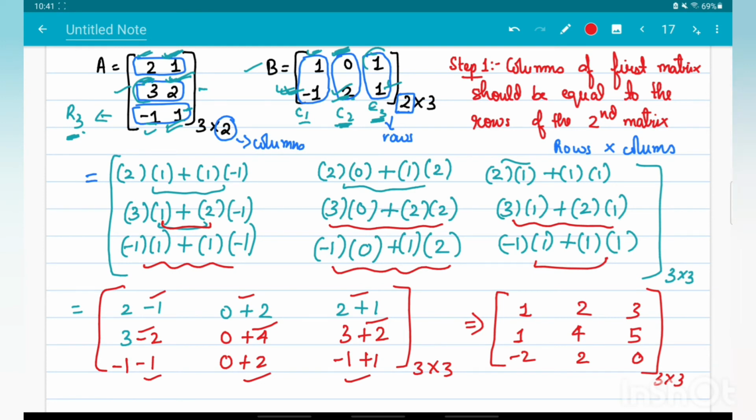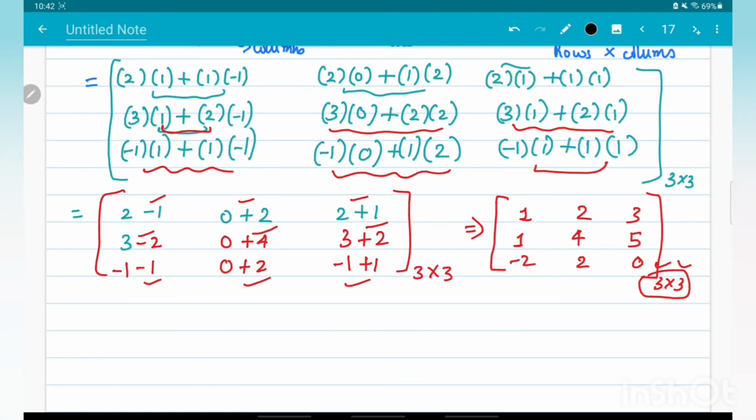Now one thing: in order to find the order of the final matrix, the number of rows of the final matrix will be equal to the number of rows of the first matrix, that is here A, and the number of columns of the final matrix will be equal to the number of columns of the second matrix. Basically, we can know the order of the final matrix just by knowing the rows and columns of the first two matrices.